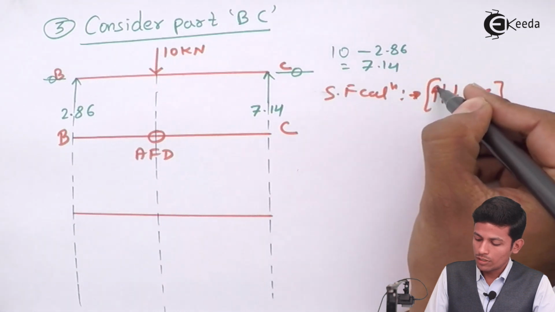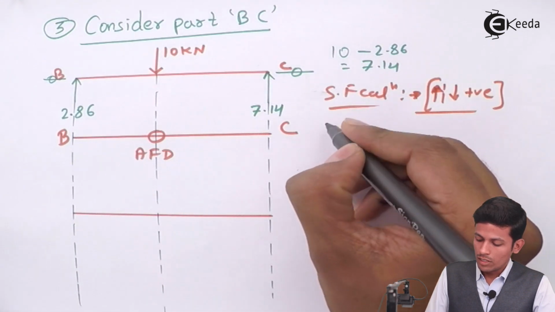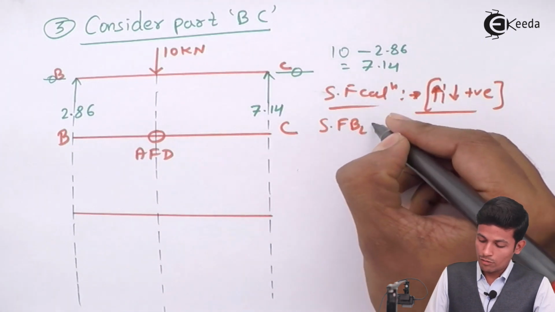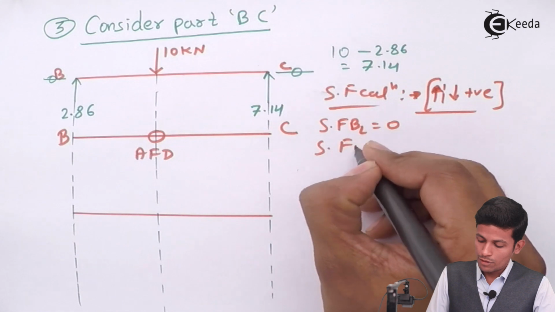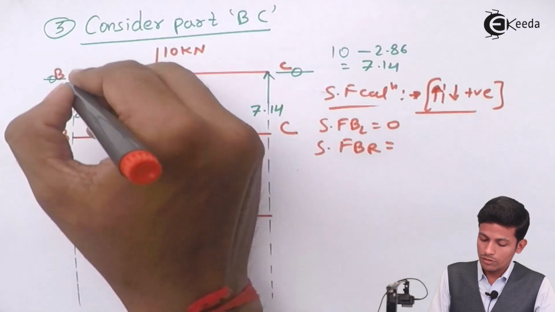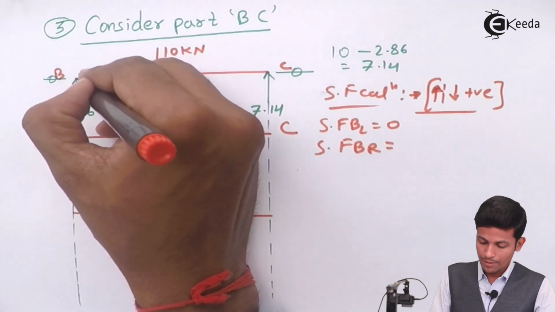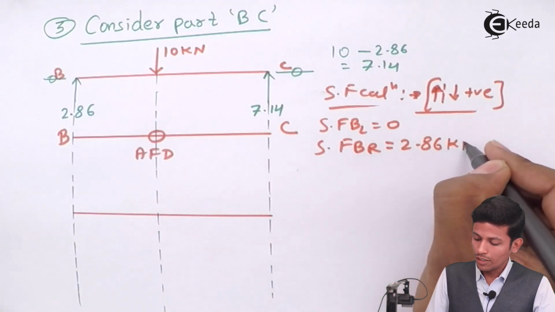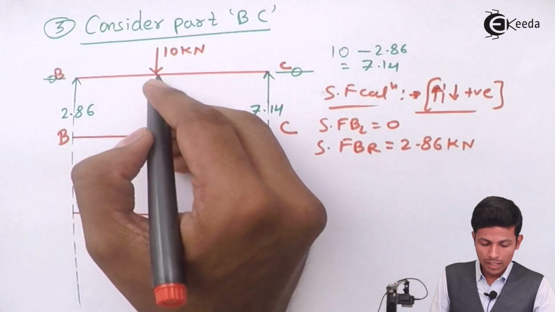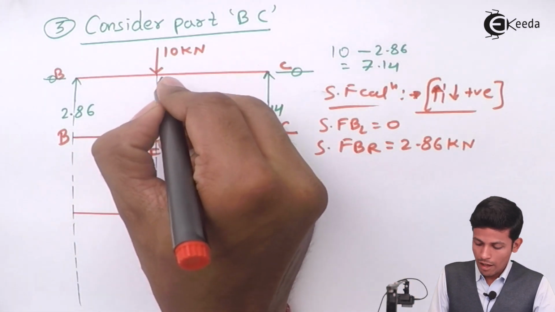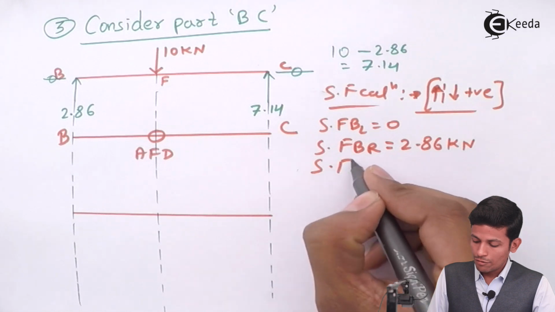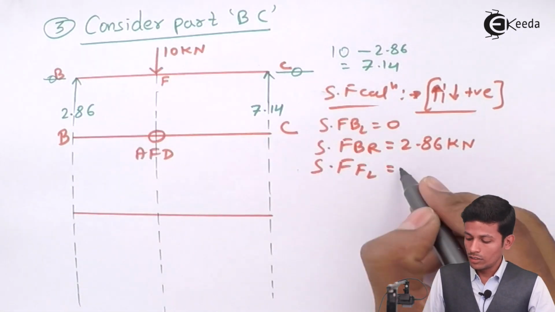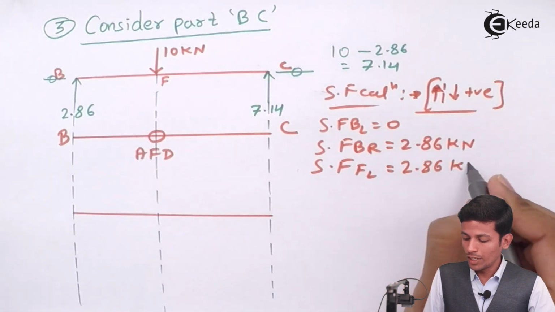This part is positive. Shear force at B on the left is equal to 0. Shear force at B on the right, we are taking the section over here, and this will come positive, so 2.86 kilonewton. After that, we name this point F. Shear force at F on the left, taking this side only, is also 2.86 kilonewton.